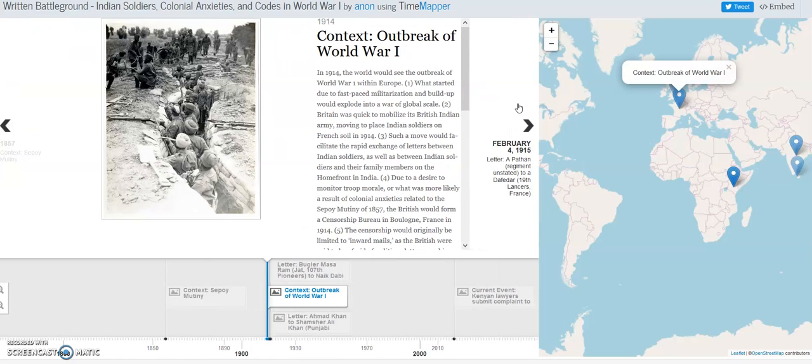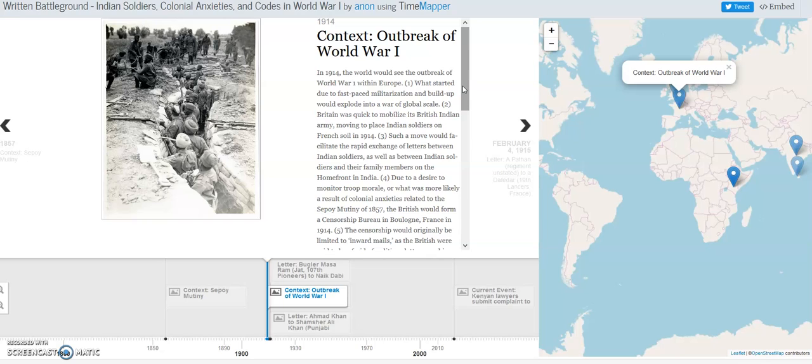So now for another bit of context, I also want to talk about the outbreak of World War I and how that relates to the experiences of Indian soldiers. So in 1914, the world would see the outbreak of World War I within Europe. What started due to fast-paced militarization and buildup would explode into war of global scale. Britain was quick to mobilize its British Indian Army, moving to place Indian soldiers on French soil in 1914.